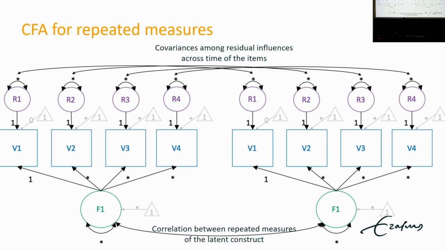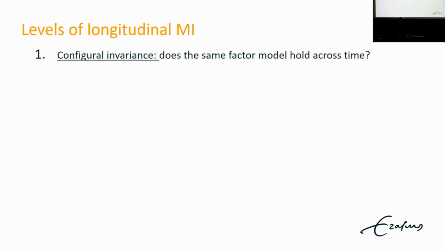And the question now is, for configural invariance, does the same factor model hold across time? Is it indeed the case that there's one underlying factor at time point 1, and also one underlying factor at time point 2? It doesn't change from unidimensional to 2-dimensional suddenly, for example. If that would be the case, then the same factor model doesn't apply. It doesn't hold. So configural invariance is already violated. So this is the first thing you want to establish, that the same factor model, for example, a one factor model, holds for all time points.